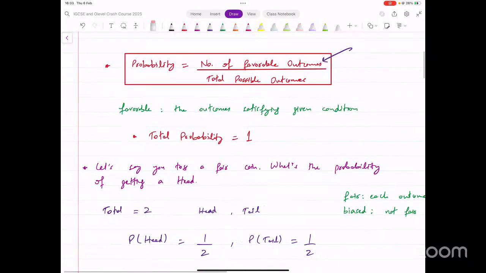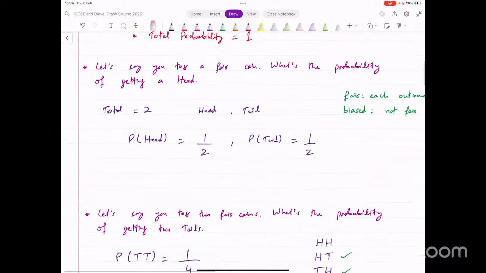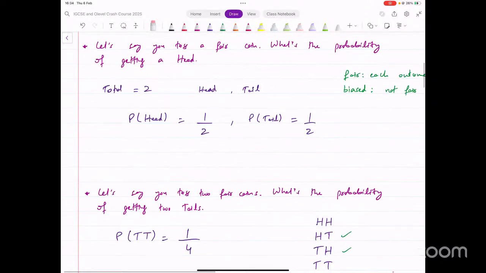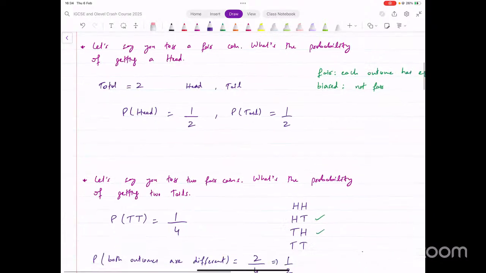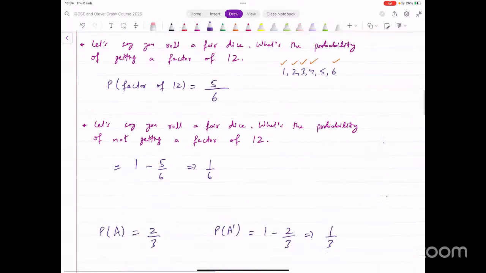This is the formula that we use for probability: number of favorable outcomes divided by the total number of possible outcomes. That's the formula that we generally use to find probability. We looked at some examples of this. Let's say if I toss a fair coin, what's the probability of getting a head, and so on. We looked at a number of different cases like this.